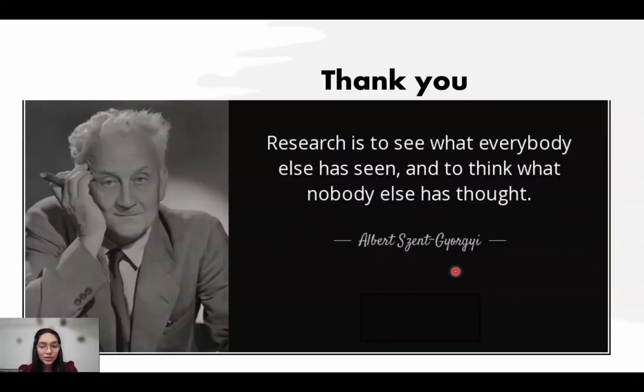To close, I'll leave you with a thought from Albert Szent-Györgyi: Research is to see what everybody else has seen and to think what nobody else has thought. Thank you.